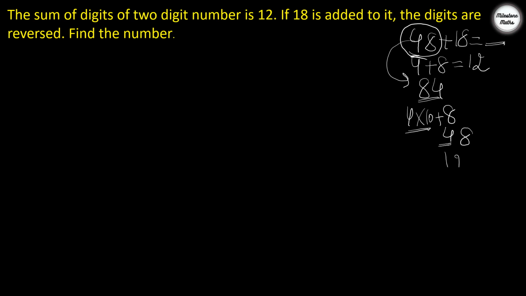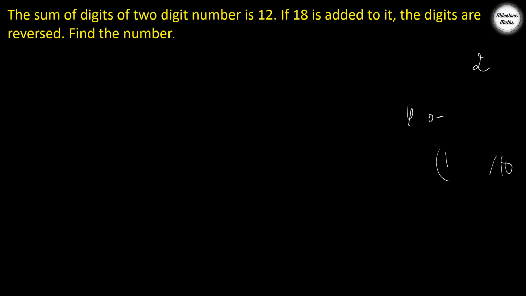Tens place digit is 12 minus 8. That is 4, right? So 12 minus 8 into 10, because this is at the tens place digit. This is at the tens place. So now let me start the question.